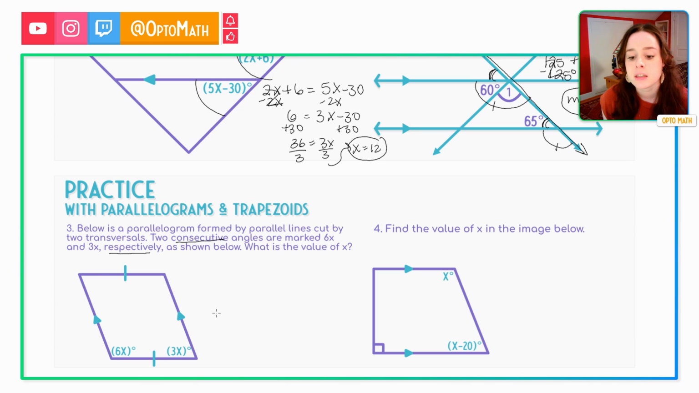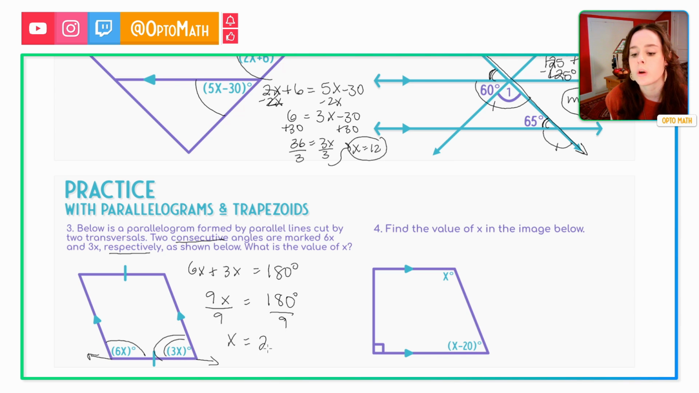Okay, so let's find the value of x. These are going to be same side interior to each other. Remember, that's the main vocab we talked about for parallelograms. We know that because they are on the same side of this transversal, and they are interior to the parallel lines. So same side interior, that's the same side supplementary relationship. So we'll add these together, 6x plus 3x, and equal them to 180 degrees. So 6, 7, 8, 9x is 180, and we'll divide both sides by 9, and x is equal to 20.